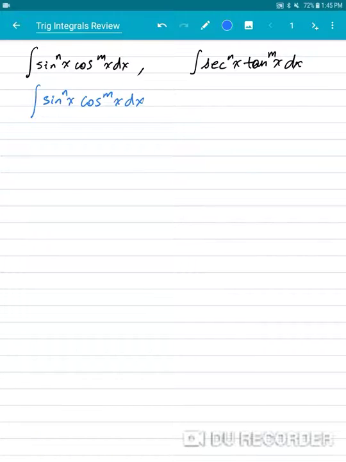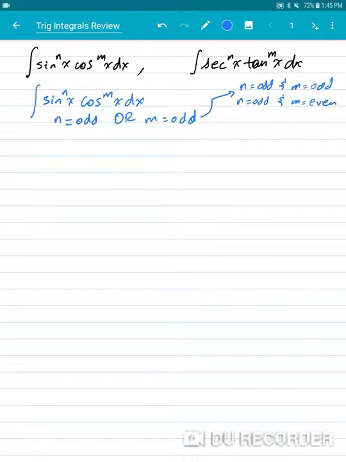The first case we looked at was when n is odd or m is odd. That means n can be odd and m can be odd, or n can be odd and m can be even, or n can be even and m can be odd. If one of them is odd, that is perfectly sufficient, and we can apply the technique that I'll look at with the help of an example.